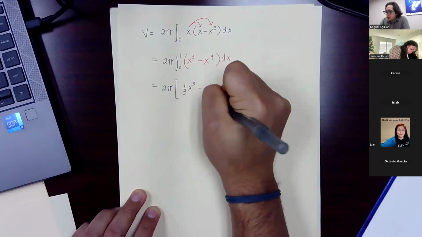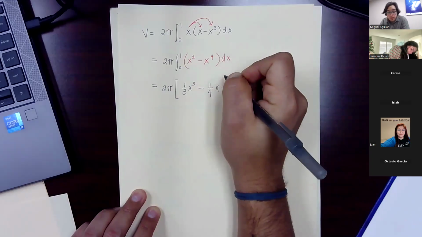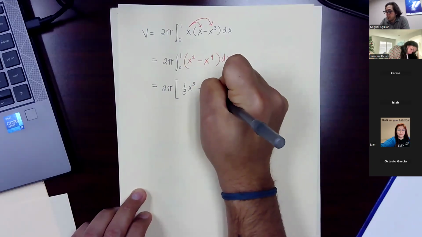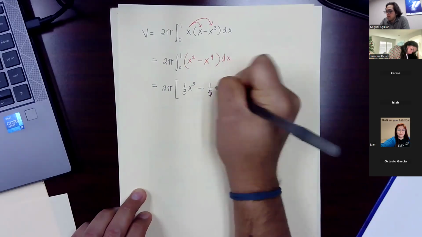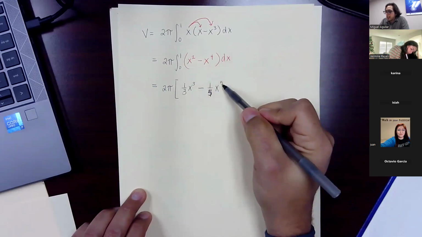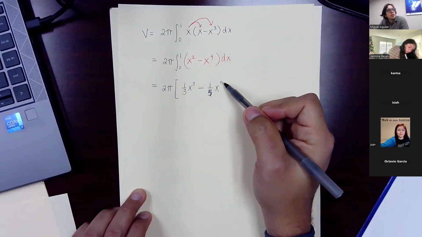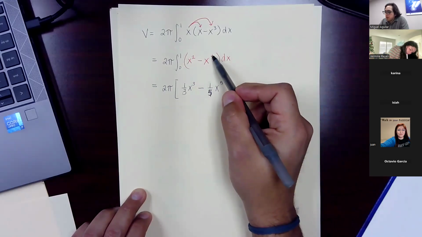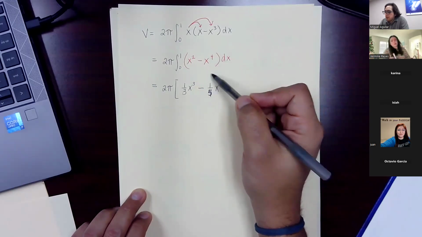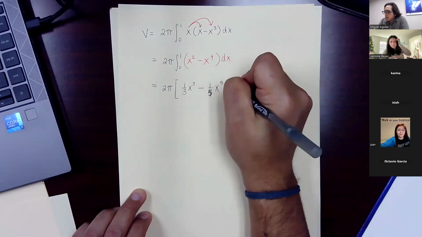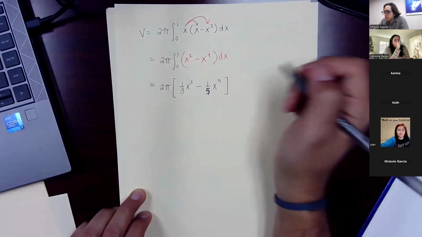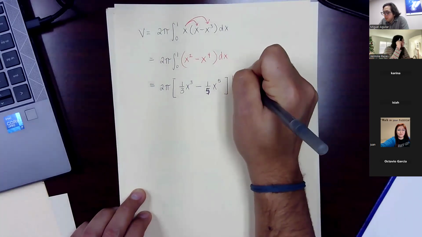minus 1/4 x to the, sorry, I messed that one up, right? It's 1/5 x to the fifth. This is why I tend to do the exponent part of the integral first, so that I remember what the denominator should be. The exponent goes up by 1, and so the denominator should be 5. And then that's the integral. Pretty straightforward integration of a polynomial, and then we just need to evaluate that from 0 to 1.